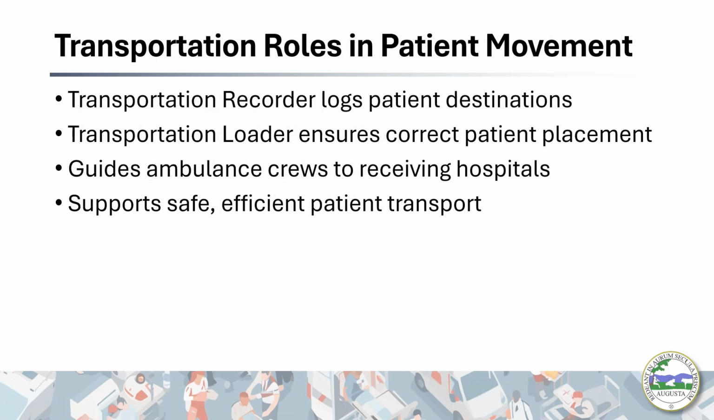During a mass casualty incident, the transportation recorder and transportation loader play key roles in patient movement. The transportation recorder keeps a detailed log of which patients are sent to which facilities, ensuring accountability and tracking throughout the incident. The transportation loader makes sure the right patient is on the correct ambulance and provides crews with guidance on reaching the receiving hospital. Together, these roles ensure safe, organized, and efficient transport of patients from the scene to medical facilities.